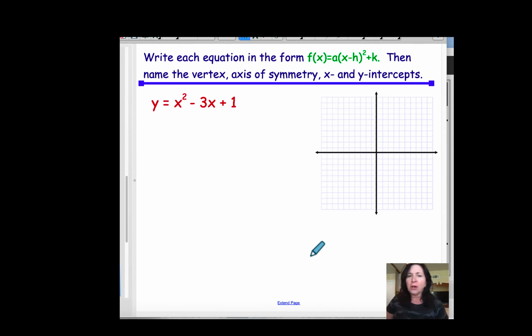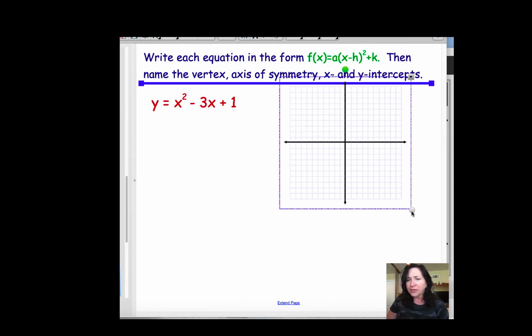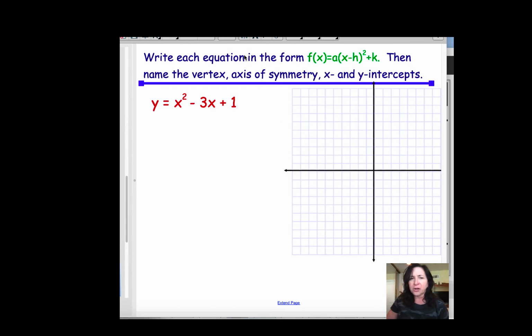We're going to name all of this fun stuff. We're going to first move this 1 over to the other side, although I do see that that is my y-intercept. And I'm going to make my graph just a little bit bigger. That is my y-intercept right there at 1. So I'm going to find the vertex. I'm going to move this 1 over. I get y minus 1 is equal to x squared minus 3x. Again, you're going to take half of the b term.